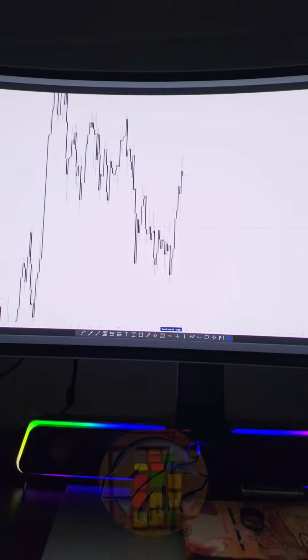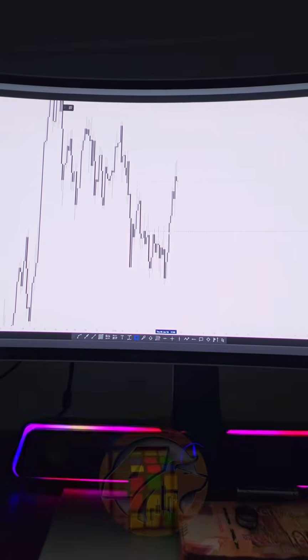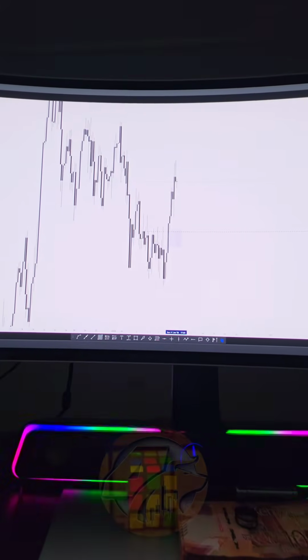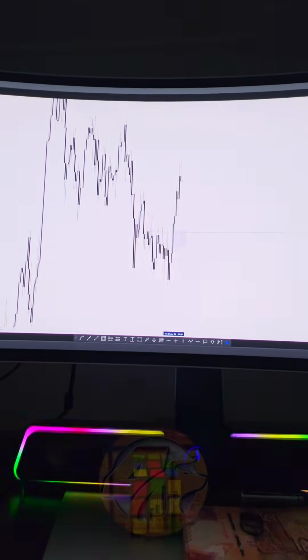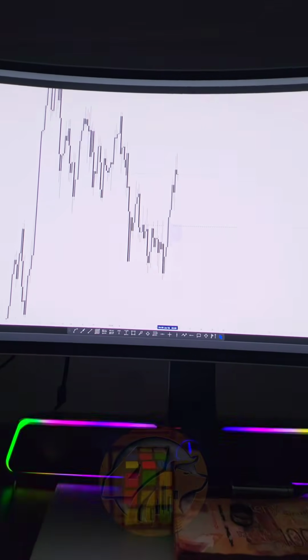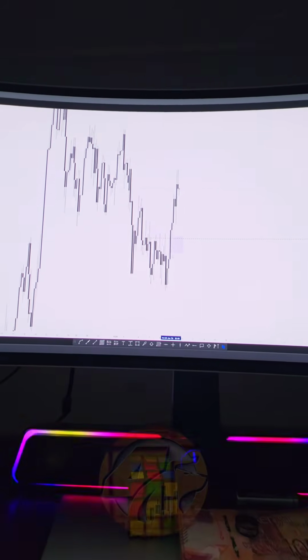Now, another reason why I've selected this level here, as you can see, it's within this imbalance. There's an imbalance here that price will want to fill, or might be tempted to fill, because price moves from zone to zone, filling imbalances and mitigating zones or orders.